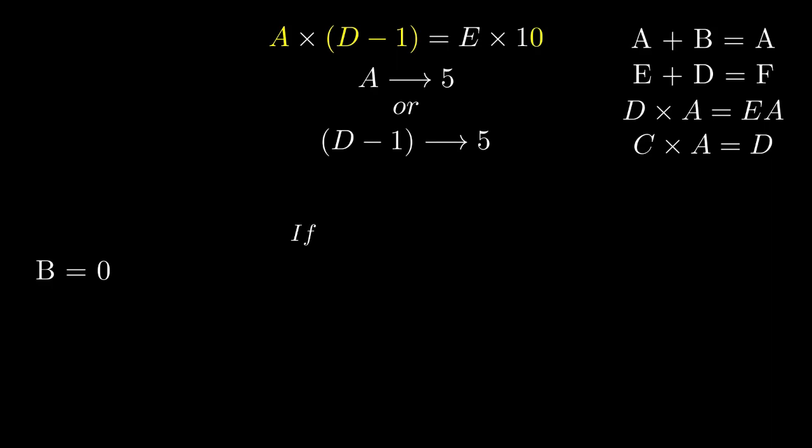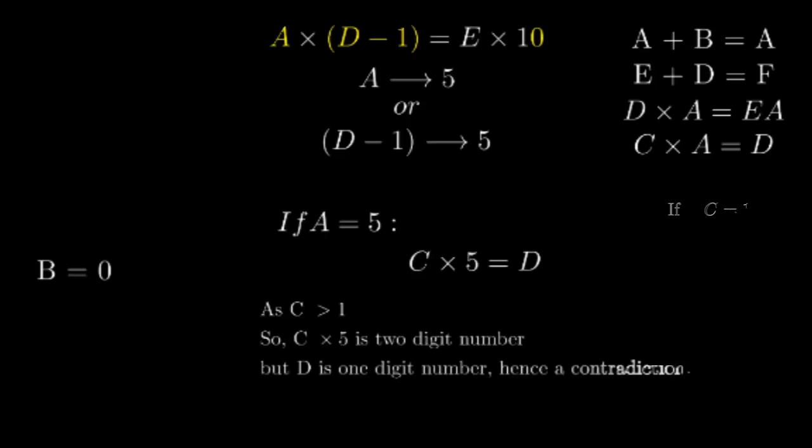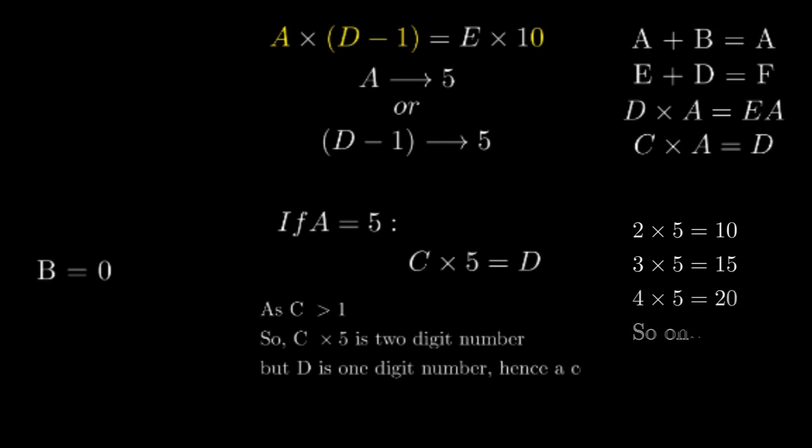We just let A equal 5 to reach any conclusion, and if we do so, then we see that the fourth equation becomes C times 5 equals D. But as C is always greater than 1, and this is evident as if C was equal to 1, the fourth equation would be equal to A. But as it is equal to D, C is always greater than 1. For any C greater than 1, the left hand side is always a two-digit number. But on the right, there is a one-digit number. So we can conclude that A cannot be equal to 5.